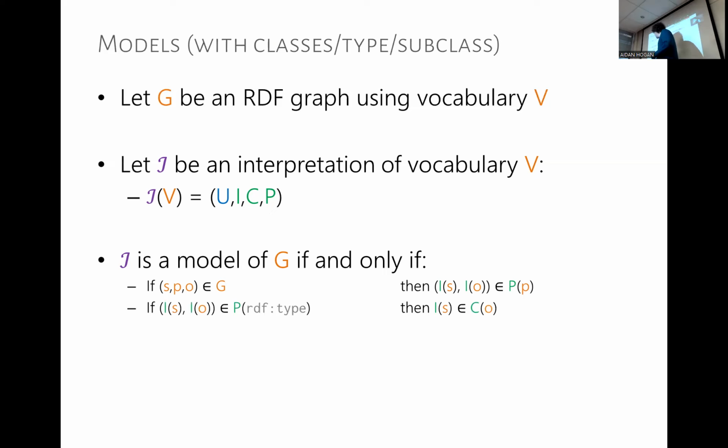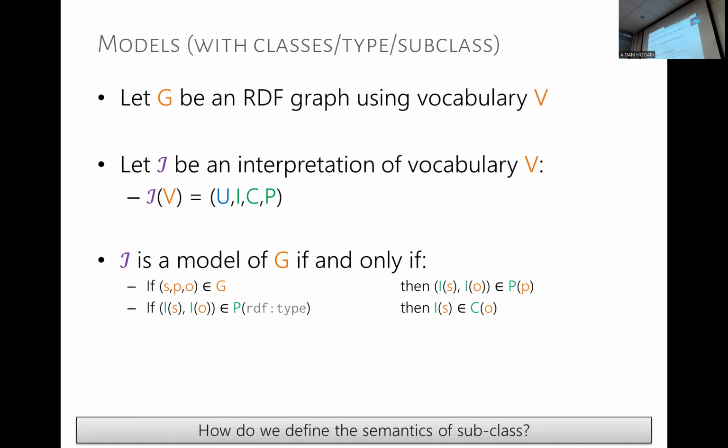So this is what this looks like here. In this case, rather than putting directly the condition of the graph like I did on the board, we're using the condition implied here. So if the individual referred to by S and the individual referred to by O are in the relation RDF type, then this means that the individual S must be in the interpretation of the class.